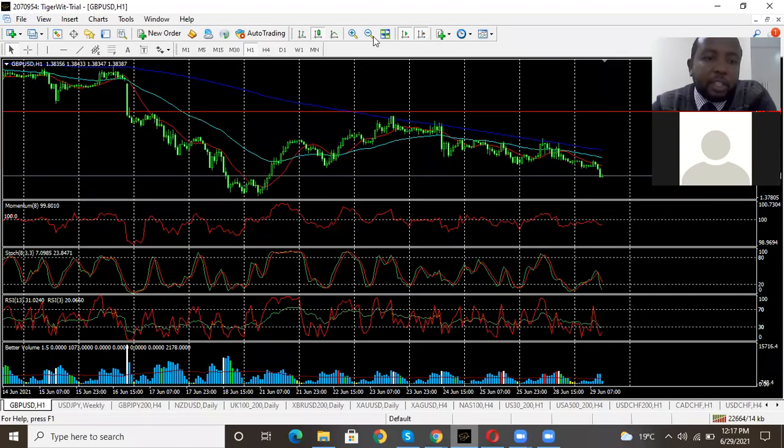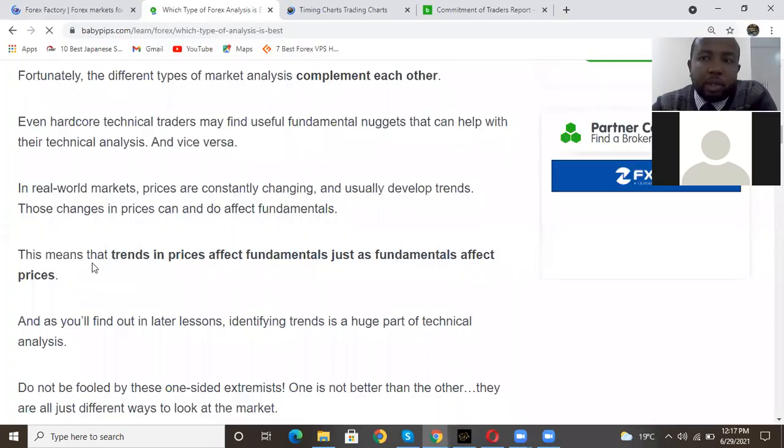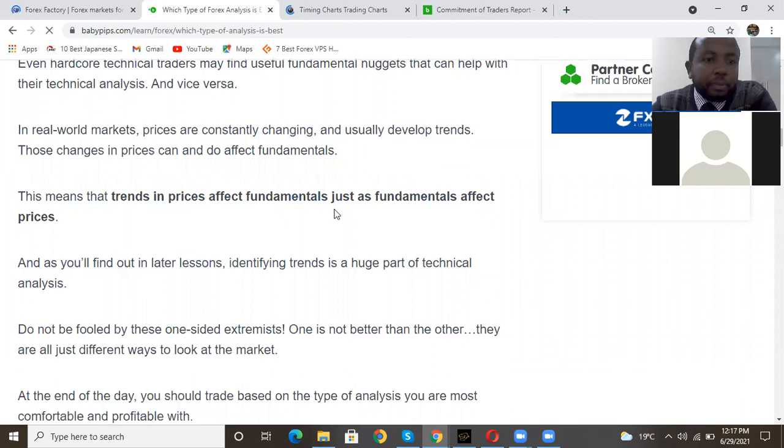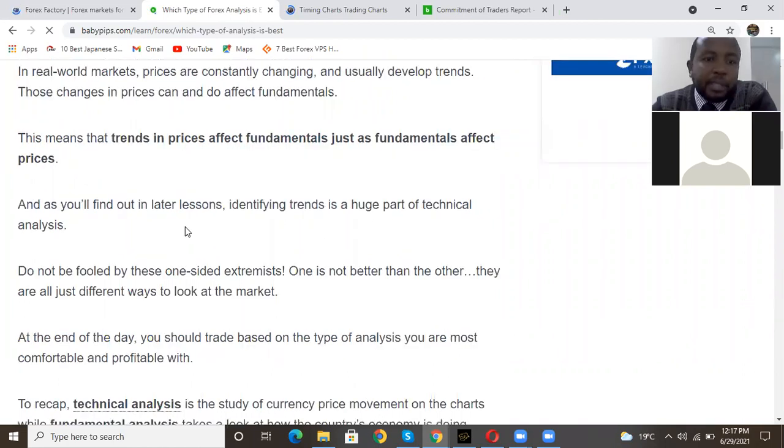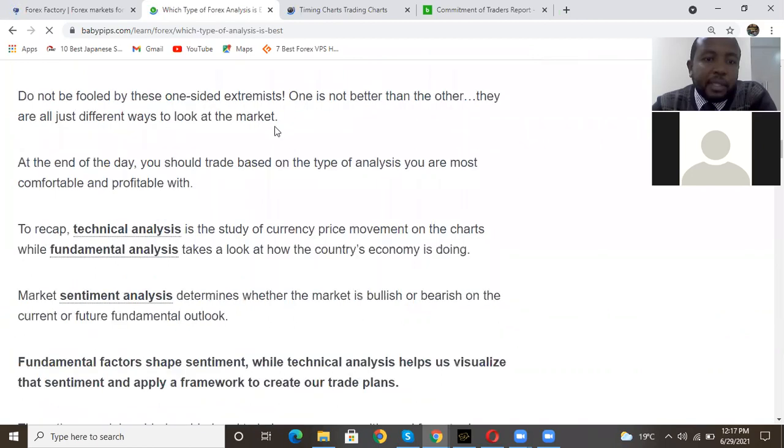So let's put 4-hour chart, because I want to know where the best entry is on GU. GU is one of my favorite pairs. I really love GU. So this means that trends in prices affect fundamentals just as fundamentals affect price. And as you'll find out in later lessons, identifying trends is a huge part of technical analysis. Anyway, don't be fooled by this one-sided extremism. One is not better than the other.